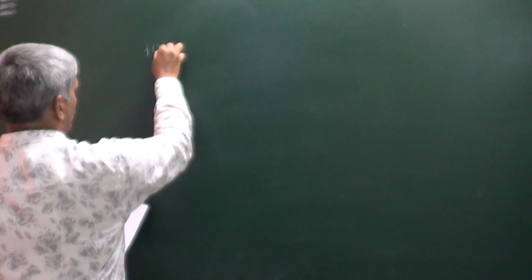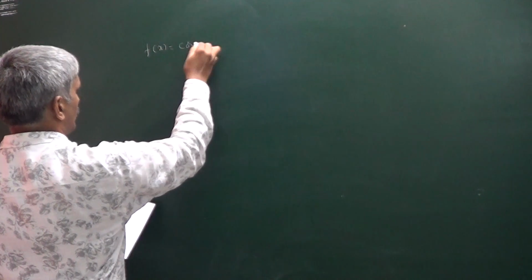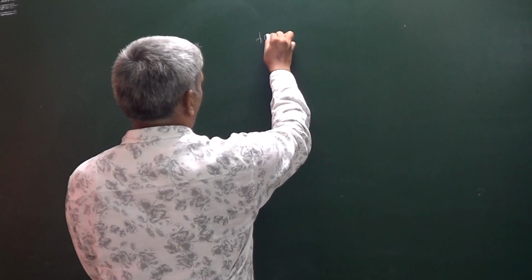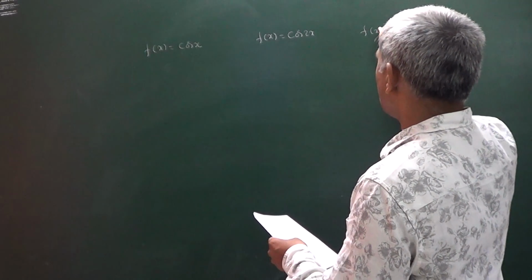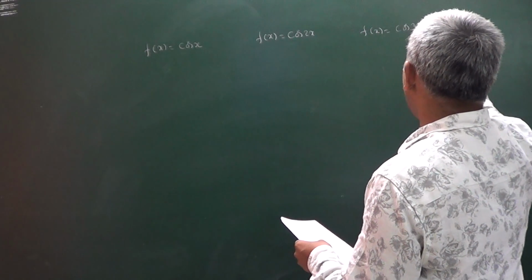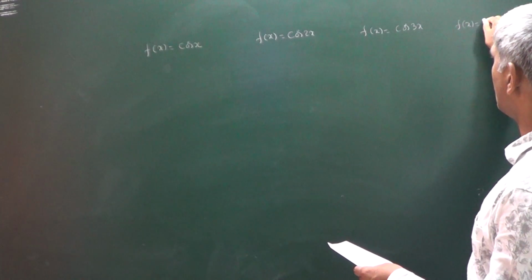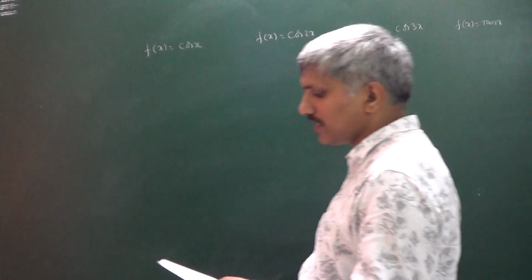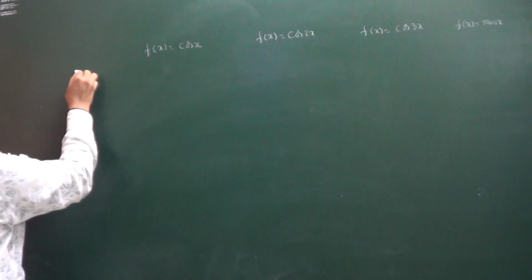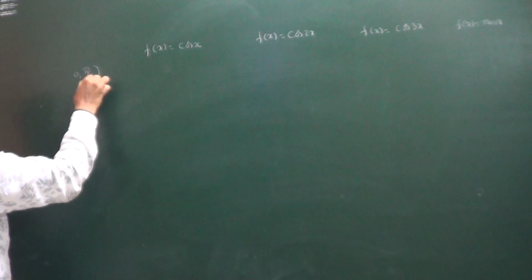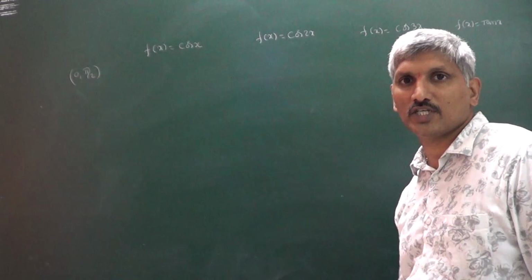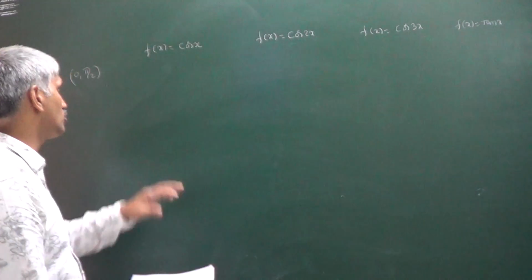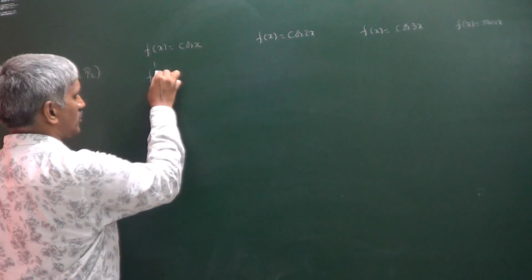So here the question is given like this: f of x is equal to cos x, another function is f of x equal to cos 2x, one more function is f of x equal to cos 3x, and f of x equal to tan x. These are the four functions given, and the interval is 0 to pi by 2. In the interval 0 to pi by 2, which function is strictly decreasing is being asked. Among these functions, which are strictly decreasing in the interval 0 to pi by 2? Okay, right. What about f dash of x in this case?